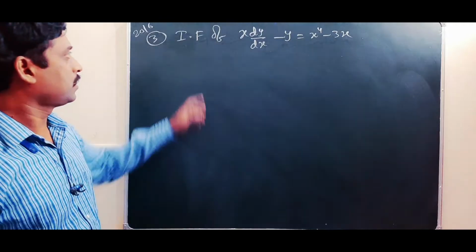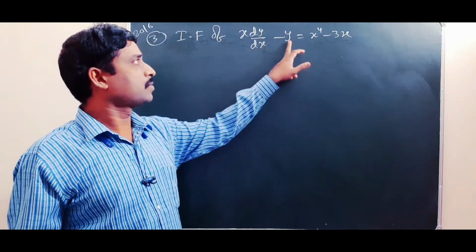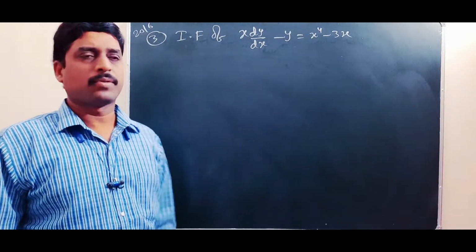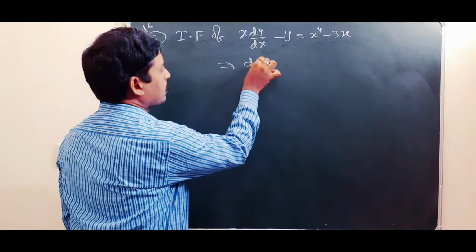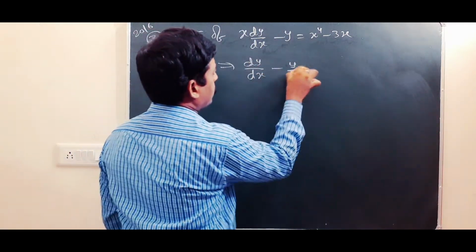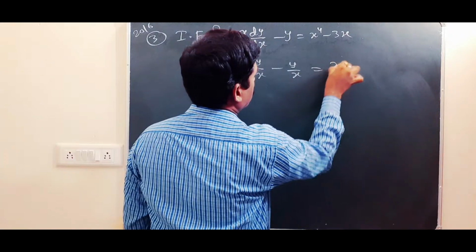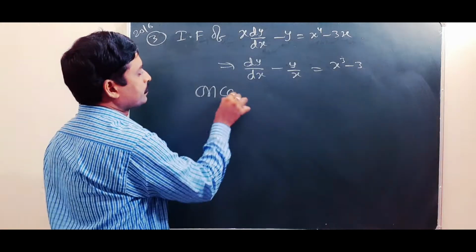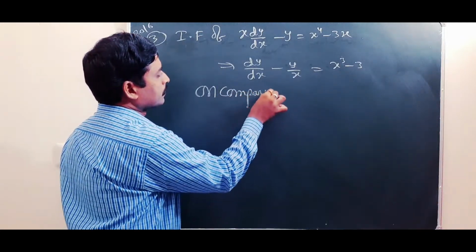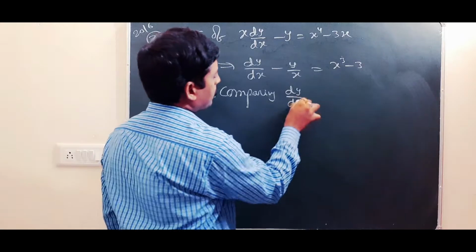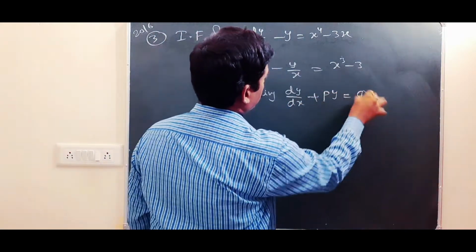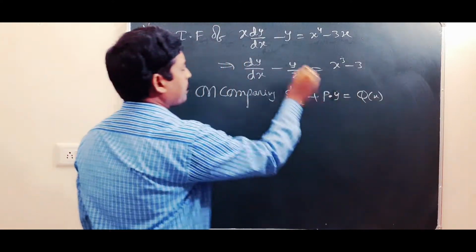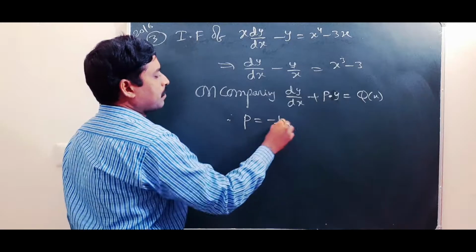This is from 2016. Integrating factor of x dy by dx minus y is equal to x to the power 4 minus 3x. Now divide by x on both sides. So dy by dx minus y by x equal to (x to the power 4 minus 3x) by x, which is x cube minus 3. Now on comparing with dy by dx plus p into y is equal to q of x, p value is minus 1 by x.